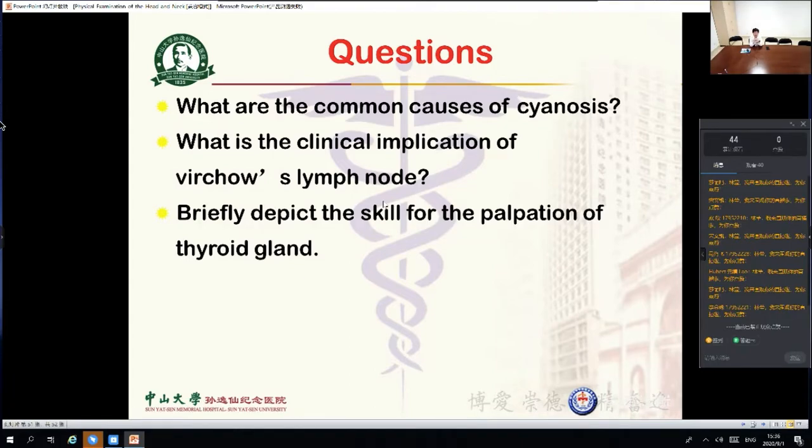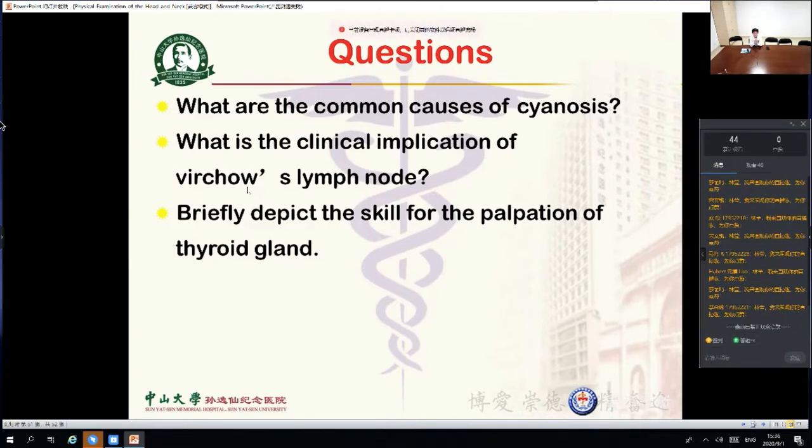And this is named after a person, whose name is Virchow. So the clinical implication of Virchow's lymph node is the metastasis of malignant disease.